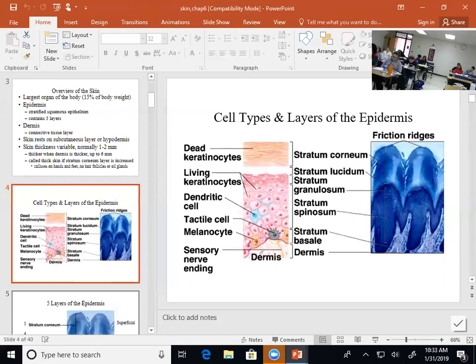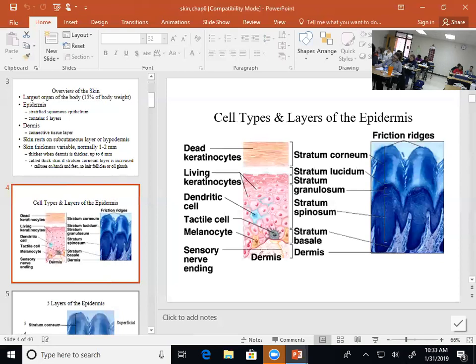All right. So do you have any questions about the 5 layers of the epidermis? Yes? Can you go back up to keratinocytes. Keratinocytes are cells that produce a protein called keratin. They're the predominant cell. They far and away outnumber the other cells in the epidermis. And keratin is that major protein that waterproofs us and protects us.